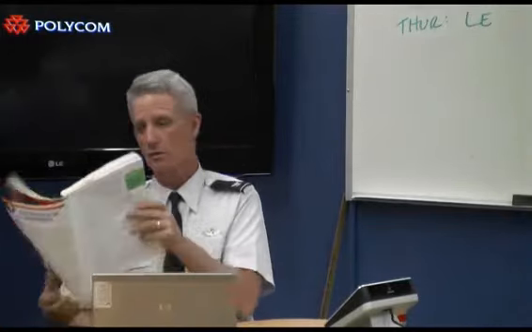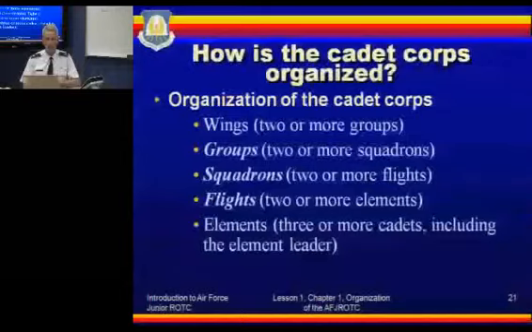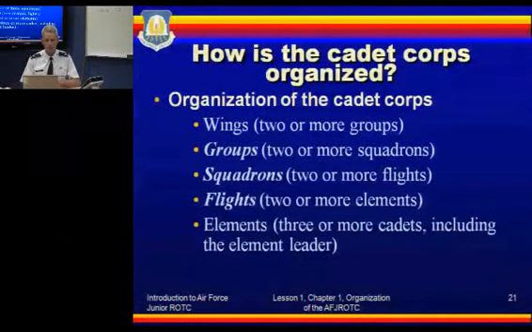This is the biggest part of your test, the vocabulary in all of these lessons. And I think in this lesson it says group, squadron, flight, element. You must know what those are as far as the organization of junior ROTC. So, on the test, you can see that groups would be 2 or more squadrons, squadrons are 2 or more flights, and flights are 2 or more elements.